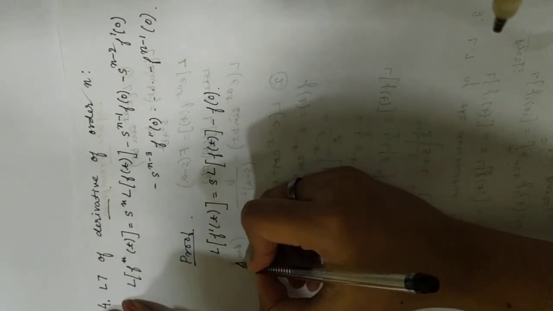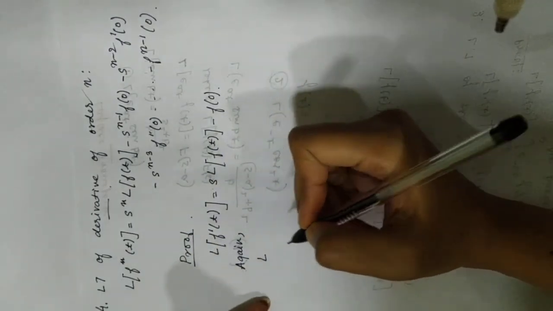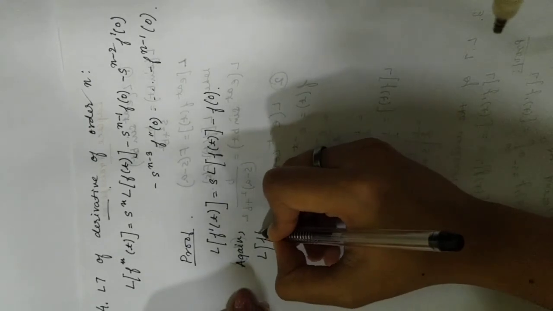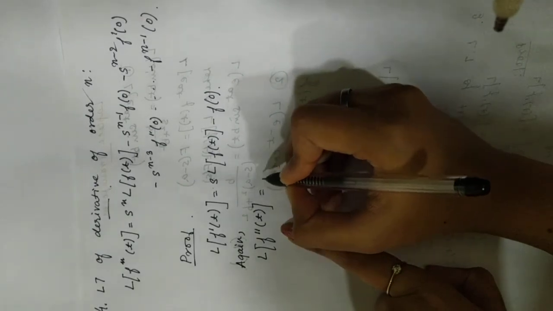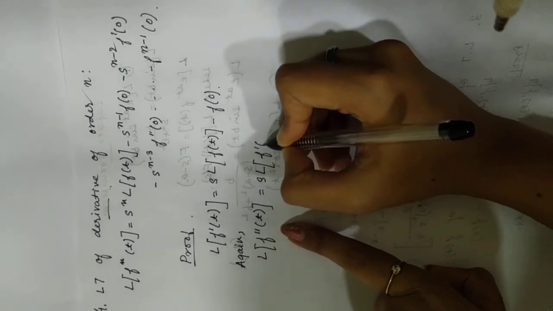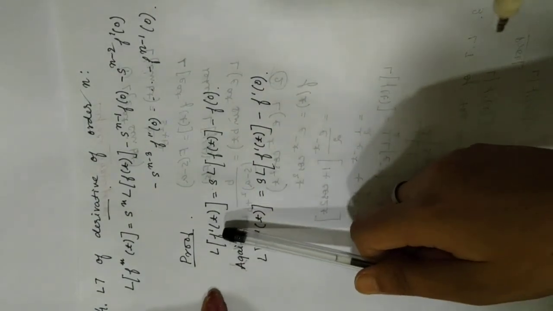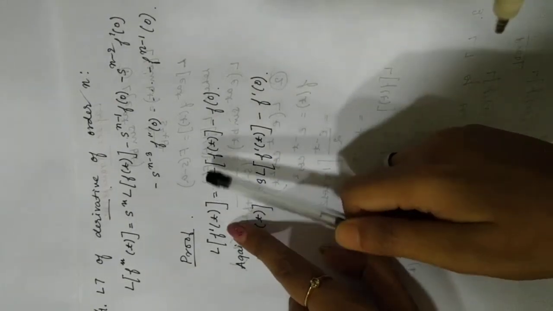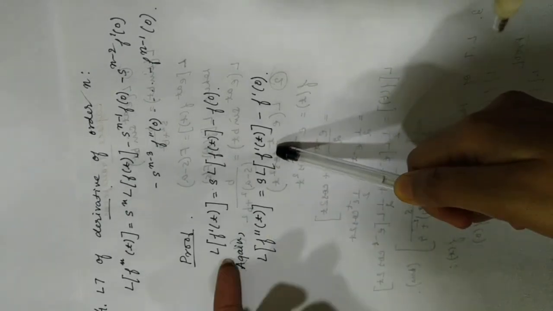Now, directly from this equation, we can write Laplace transform of the second order derivative of the function is equal to s into Laplace transform of the first derivative minus f prime 0, right? Because if you see over here, we have the derivative of this function. Similarly, this is the derivative of this function. So from this we can automatically write this, right?